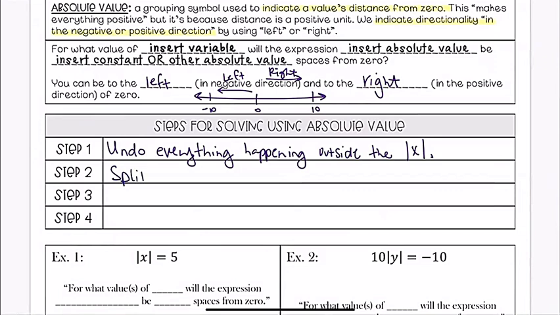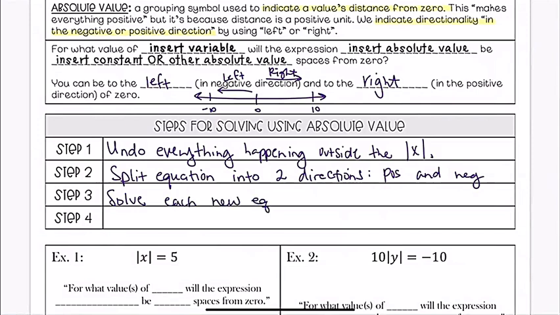So split equation into 2 directions, positive and negative. So that's going to account for if you went to the left or if you went to the right. Step 3, once you've split your equation, you're just going to solve each equation for x. Well, I guess for the variable. It's not always going to be x.